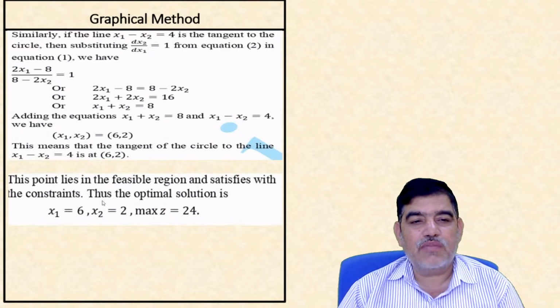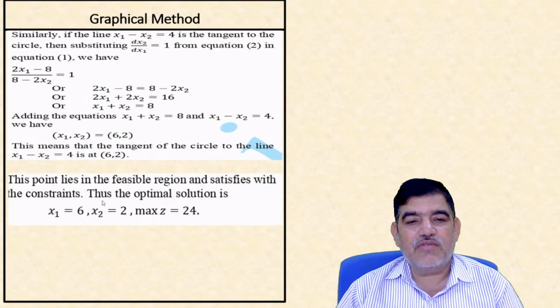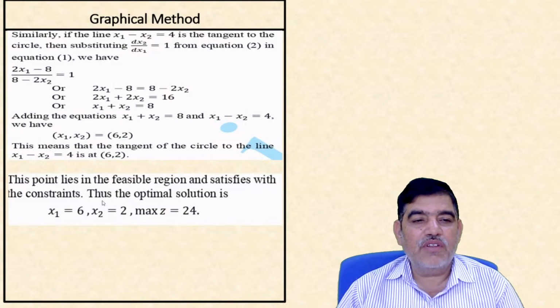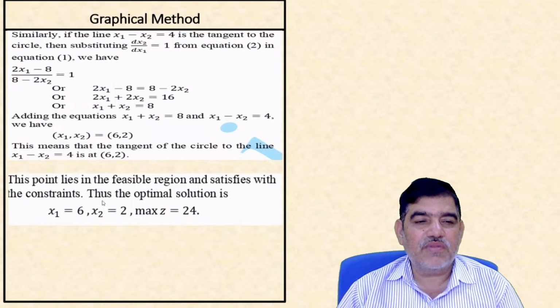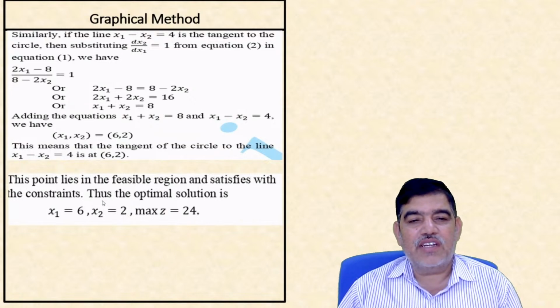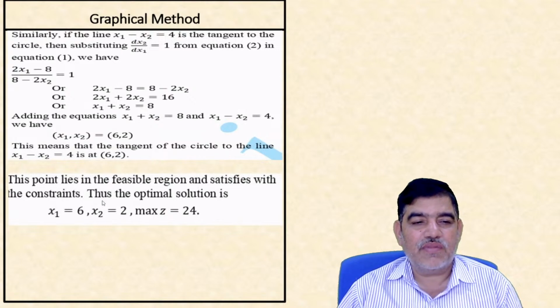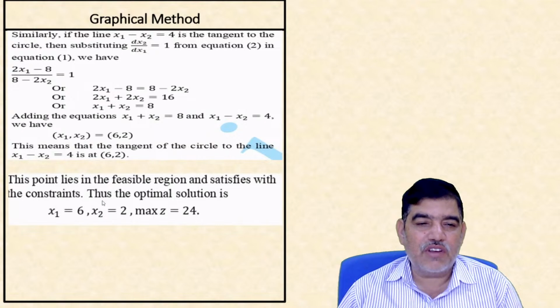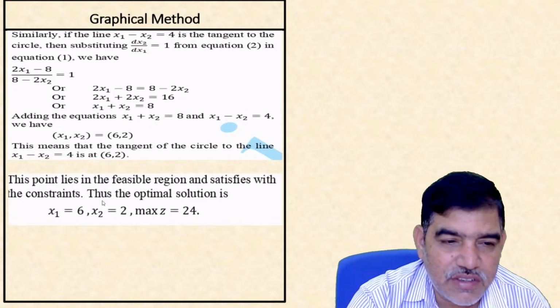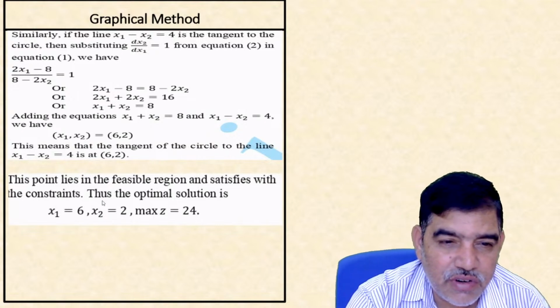Adding the equation x1 plus x2 equal to 8 and x1 minus x2 equal to 4, we have the point x1 and x2 becomes 6, 2. This means that the tangent of the circle to the line x1 minus x2 equal to 4 is at point 6, 2. This point lies in the feasible region and satisfies the constraints. Thus, the optimal solution is x1 equal to 6 and x2 equal to 2, where z is 24.